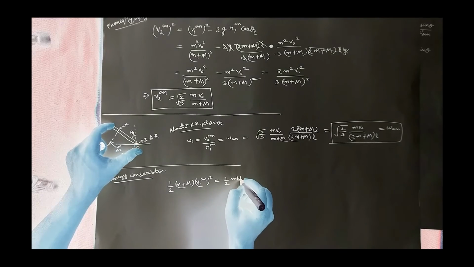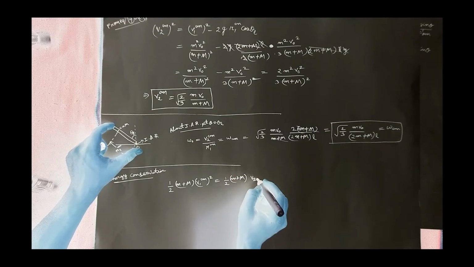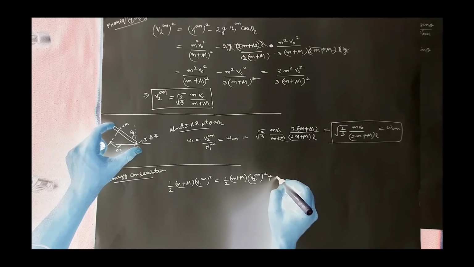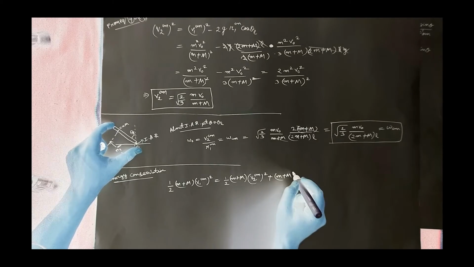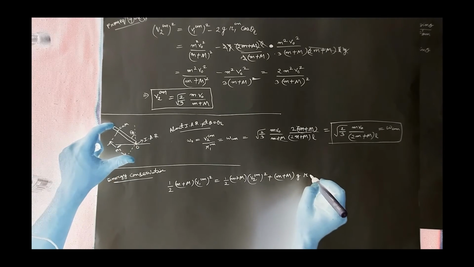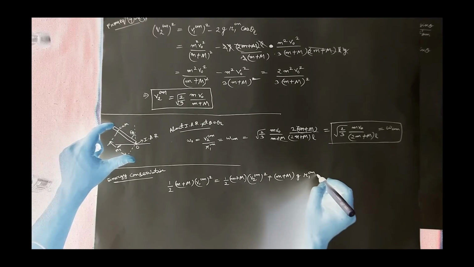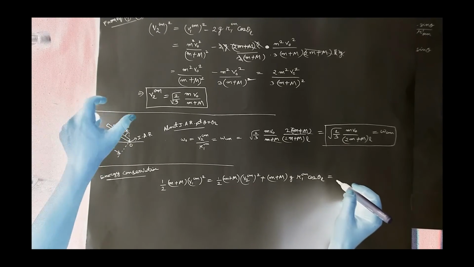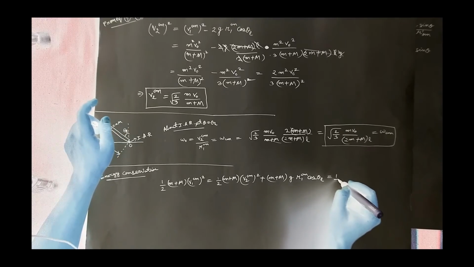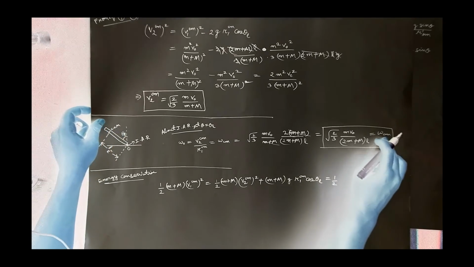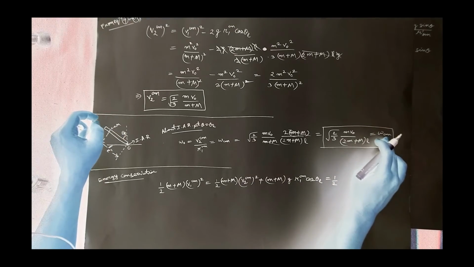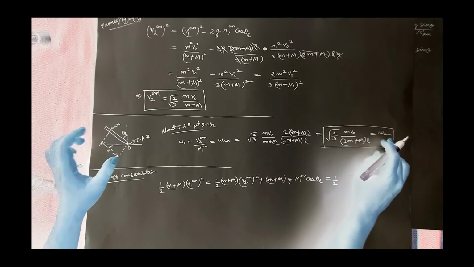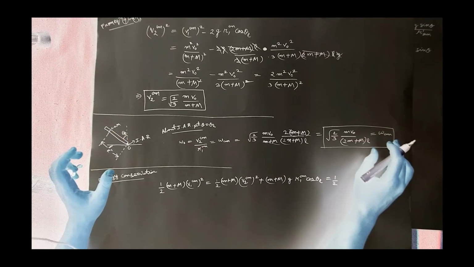Half (small m plus capital M) v2cm whole square, plus the gravitational potential energy of the center of mass, that is (small m plus capital M) g R1cm cos theta L, equals the energy at the maximum height. What is the energy at the maximum height? This omega cm is not going to change, because this is the angular velocity about the center of mass, and just after leaving only gravitational forces are working.